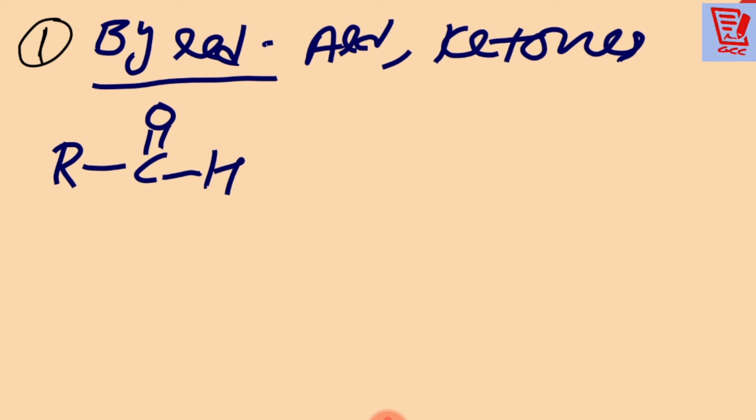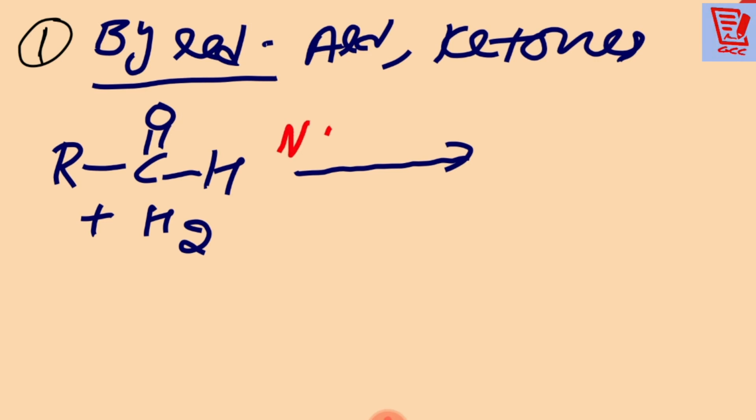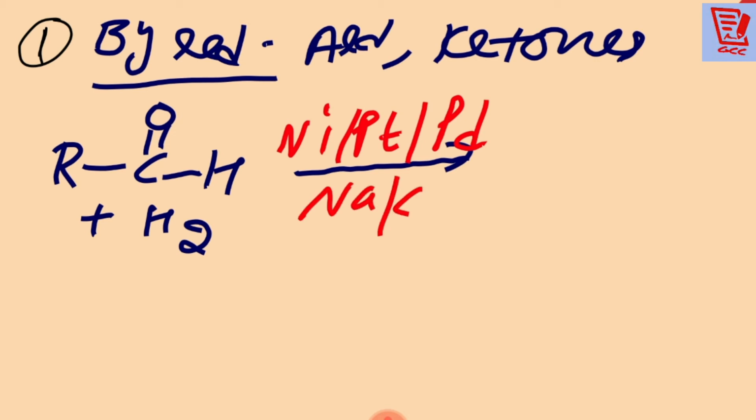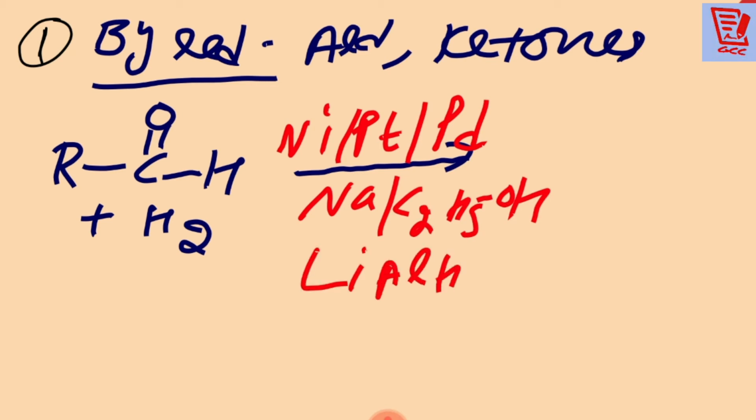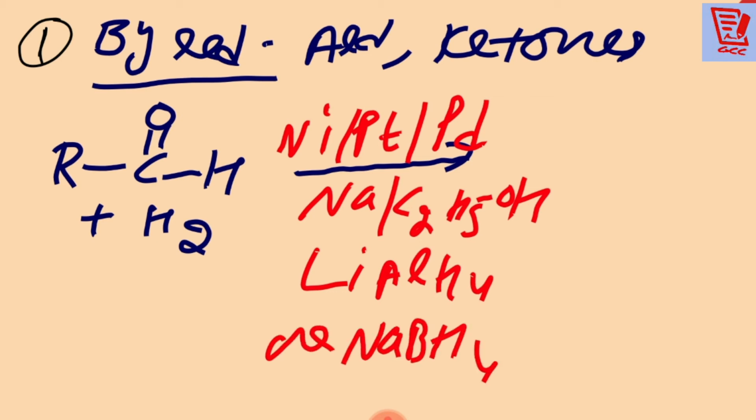Now for the reduction, beta, usually we are adding hydrogen. And what type of catalyst can we use? You can see there, we can use nickel, platinum, sodium and alcohol, or we can use lithium aluminium hydride or sodium borohydride.